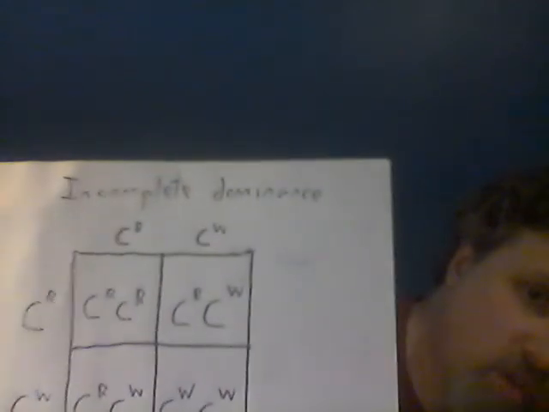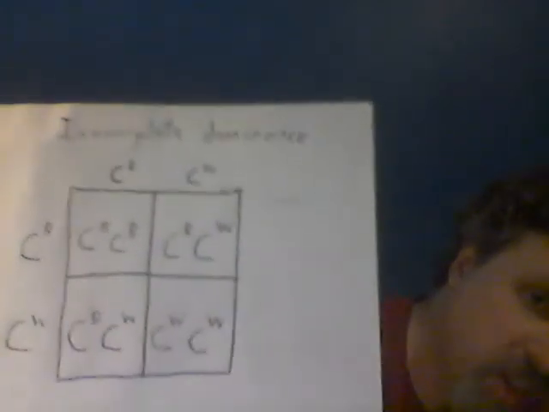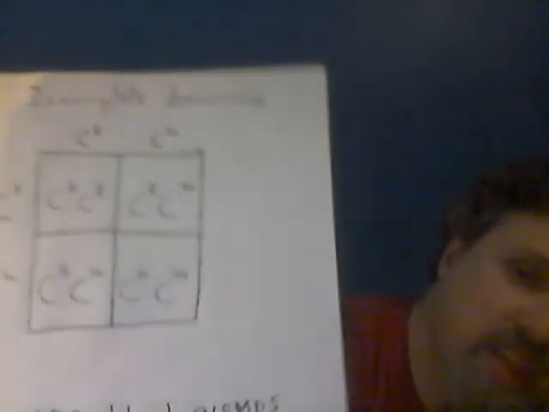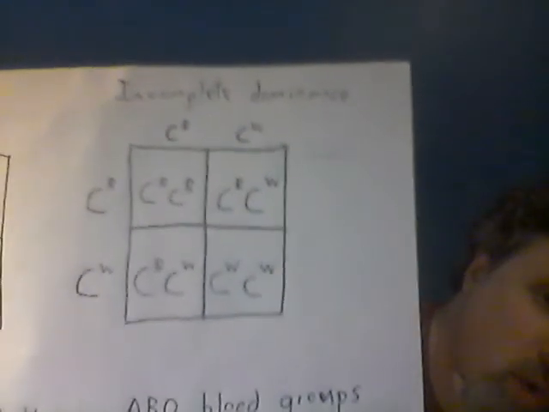You can see that we have color, C superscript R for red, C superscript W for white. Now, I have told you that these have not blended together. They've remained separate and distinct. If they had combined into one single pink gene, I would expect that when this thing self-pollinated, all the offspring would be pink. But look what happens here.